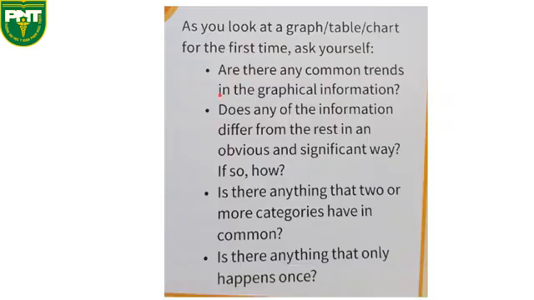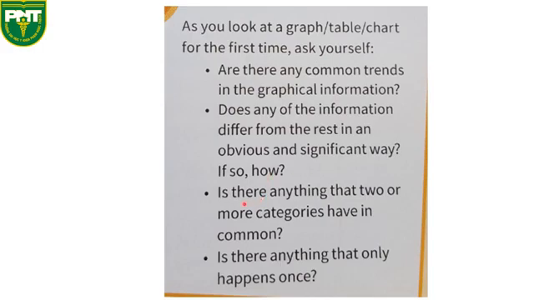Alright, now I'm showing you some notes when you describe not just the line graph, but any kind of graph or chart. You need to identify the common trends in the graphical information. And does any of the information differ from the rest in an obvious and significant way? For example, something increased the most or something decreased the most. I mean that you need to identify the different information to group information. We call it grouping information.